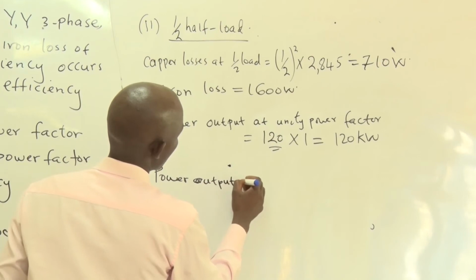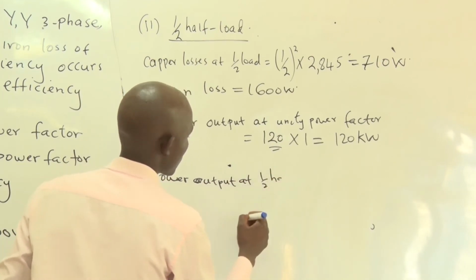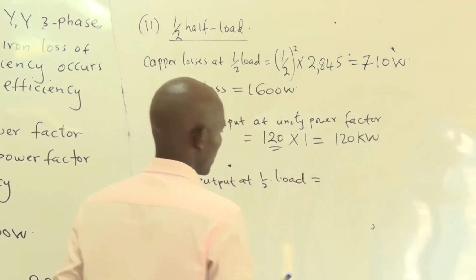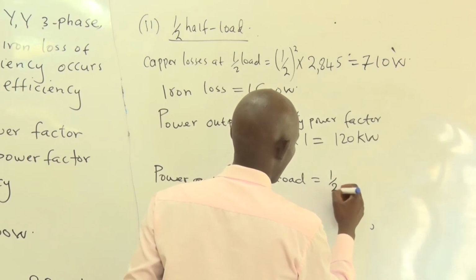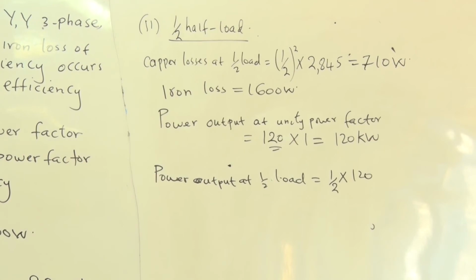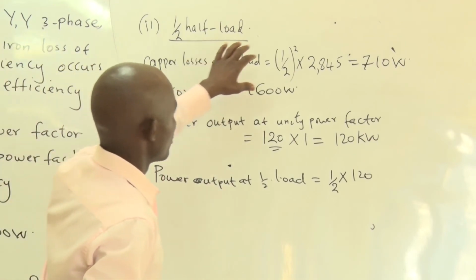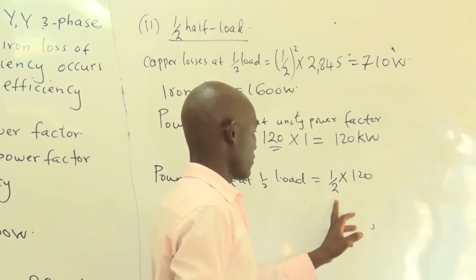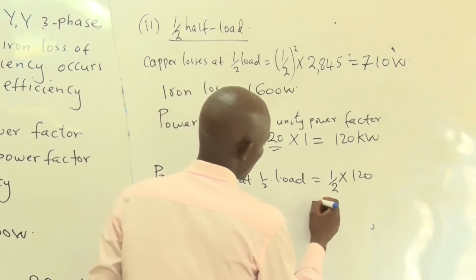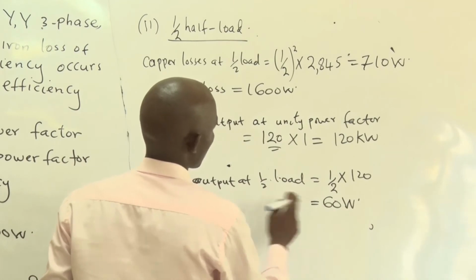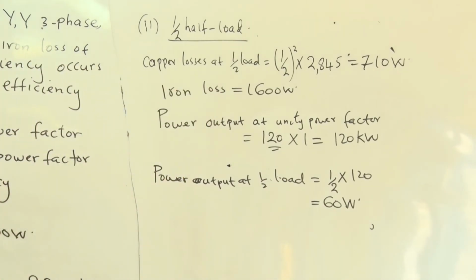After you get that, now we can get power output at a half load, which will be given by a half multiplied by 120. Remember I said if you are looking for the copper losses, you need to square the fraction. But if you are getting the power output, you just take the fraction without squaring it. So this one gives us 60 kilowatts. So this is the power output.